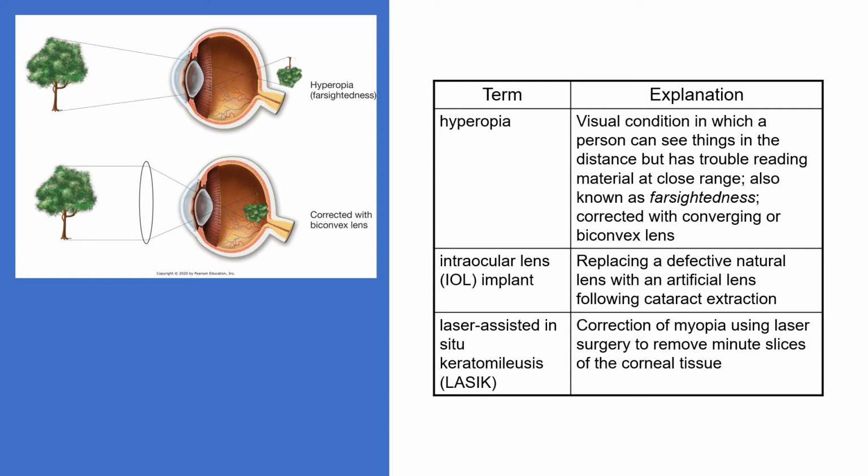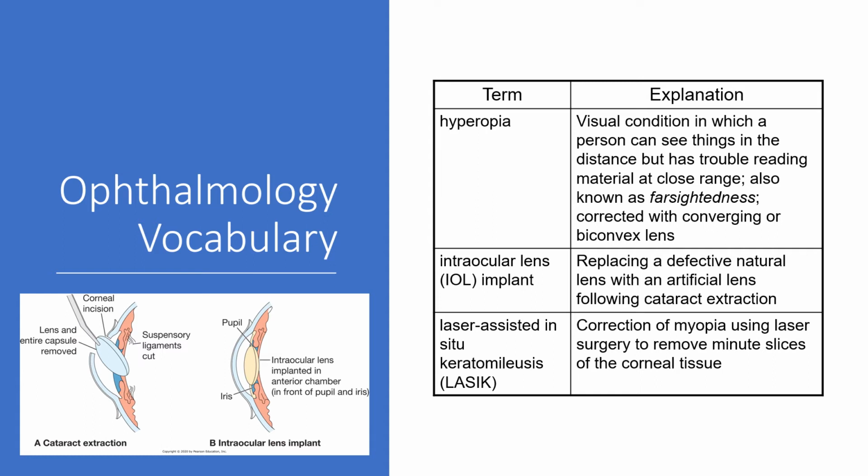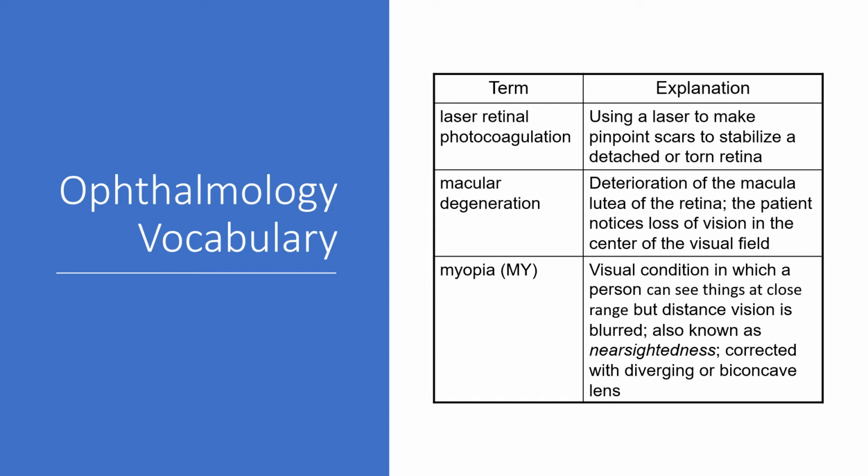An intraocular lens implant replaces a defective natural lens with an artificial lens following a cataract extraction. Laser-assisted in situ keratomileusis, or LASIK, is a correction of myopia using laser surgery to remove minute slices of the corneal tissue. Laser retinal photocoagulation uses a laser to make pinpoint scars to stabilize a detached or torn retina.